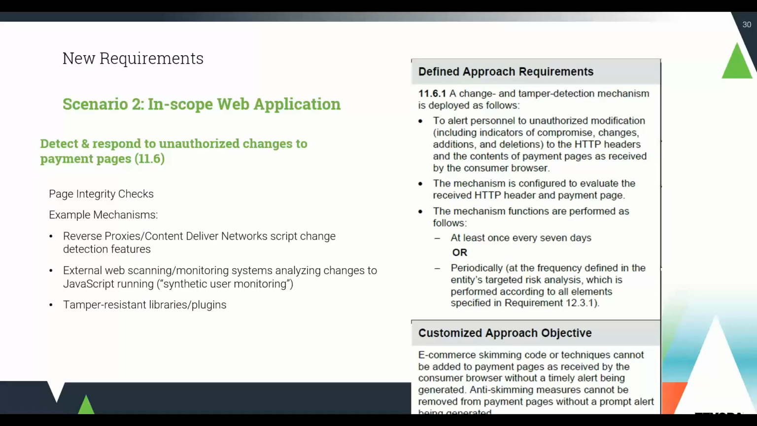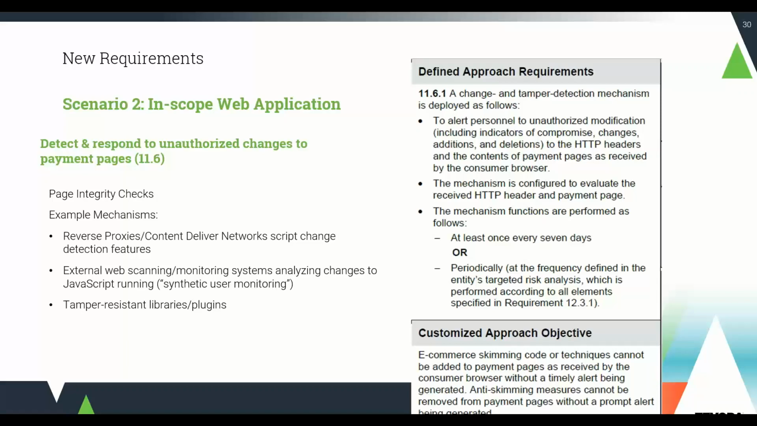So in addition to creating that allow list for your web application payment pages, there's now an integrity check aspect to it as well. So you have to put in mechanisms to detect and respond to any unauthorized changes to payment pages. Essentially, that means having some sort of mechanism to identify the expected behavior of your payment page. You would expect that page to be delivered to the end consumer browser, and then some way to see whether what's actually being loaded in end consumer browsers matches up or has any discrepancies with your expected baseline. A couple of example mechanisms.